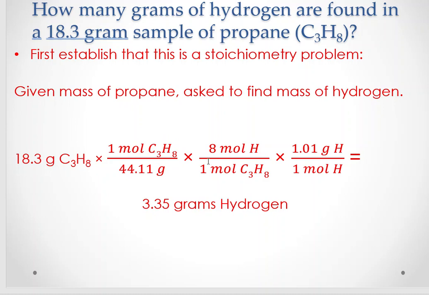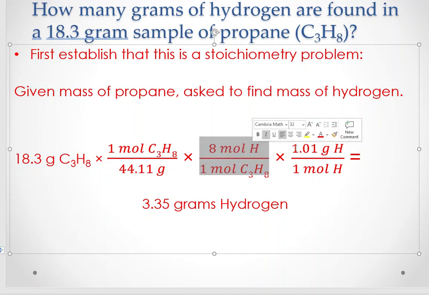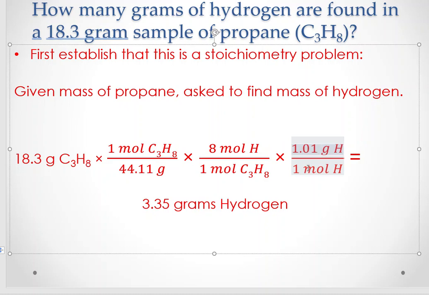The ratio of hydrogen to propane is 8:1. 8 hydrogens for every 1 propane. And then convert to desired units. I wanted to know grams of hydrogen. So I multiply by the molar mass of H. Notice this is an H2, but it's H. So just 1.01. And that gives me how many grams of hydrogen are in that many grams of propane.